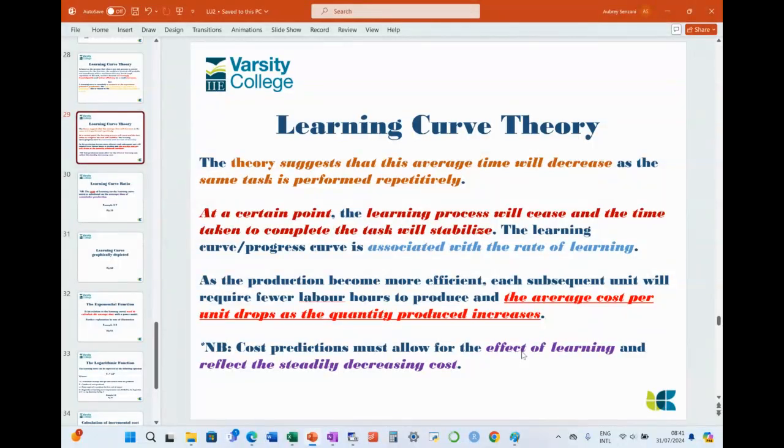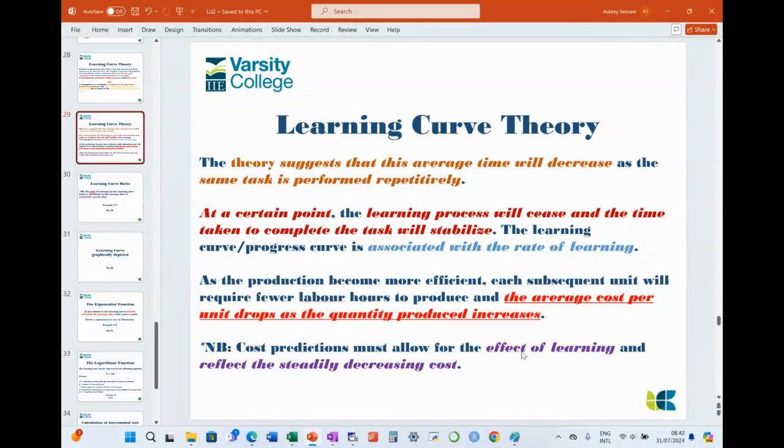The theory suggests that this average time will decrease as the same task is performed repetitively, which is exactly what I'm saying. At a certain point, the learning process will cease and the time taken to complete the task will stabilize. So we can only get so efficient. Does that make sense? At some point, there's no more new knowledge or ability to get more efficient. Okay, that's all they're saying there.